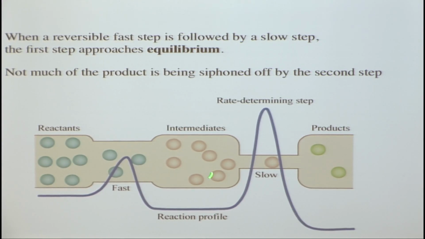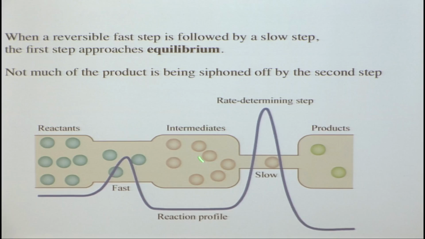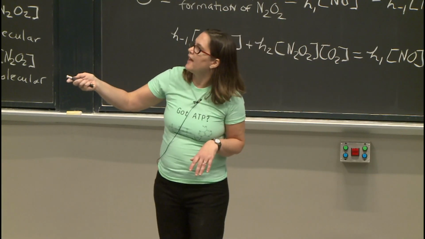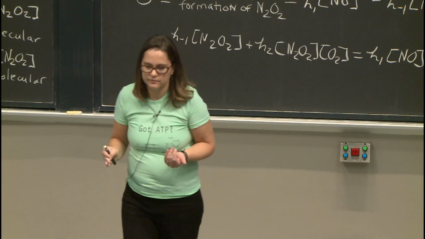Reactants are forming the intermediates and then back again. Fast reversible. Every once in a while, an intermediate gets siphoned off to products. But if this is a really, really slow step, it doesn't happen very often. It doesn't really affect this very much. And so basically, this is in equilibrium. It's like this part doesn't even really matter. It doesn't play in. So when we have a fast reversible step followed by a slow step, we can assume the first step is in equilibrium, and we can solve for our intermediate using equilibrium expressions.